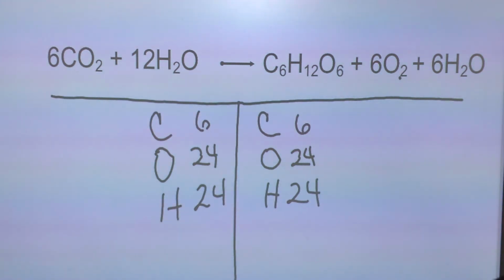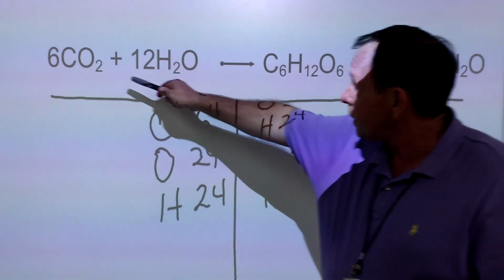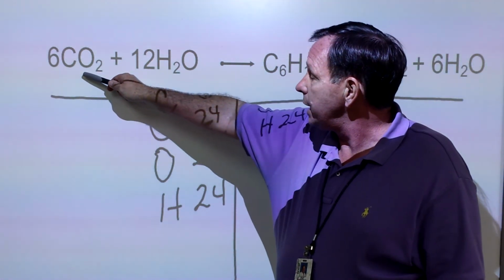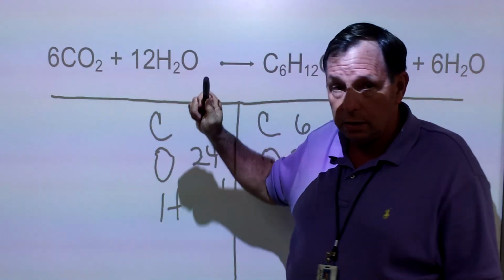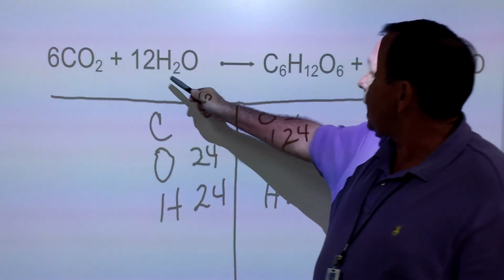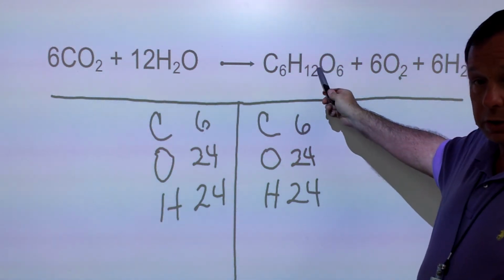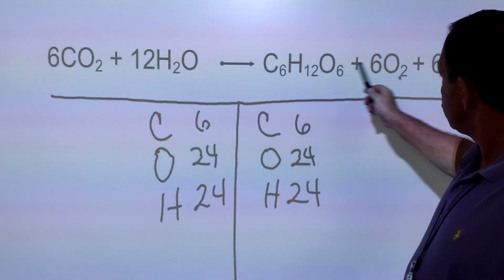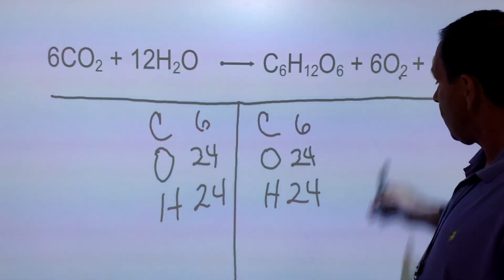So there are only 3 elements here: carbon, oxygen, and hydrogen. This is the reactant side, carbon dioxide and water, along with energy, react to produce C6H12O6, which is glucose or sugar, oxygen, and water.